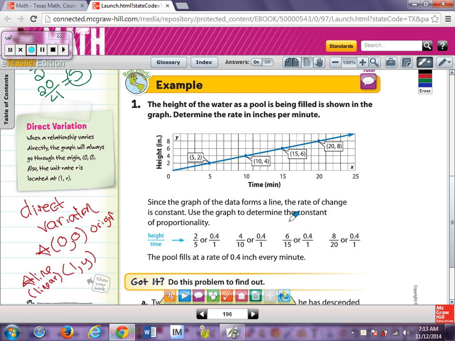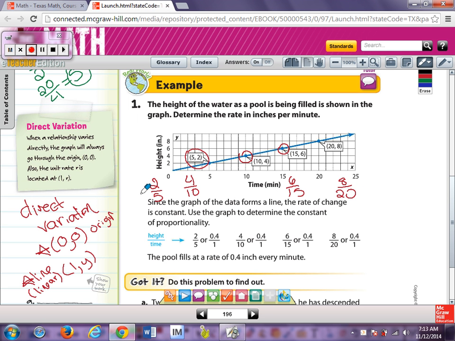Use the graph to determine the constant of proportionality. So we're basically going to take all our ratios. The way we write them is we take our second coordinate and put it over the first one, or the y over the x. So even though I know this is read as 5, 2, I will write my ratio as 2 over 5. Over here, my points are 10, 4, but I'll write that ratio as 4 over 10. Over here, my points are 15, 6, but I'll write the ratio as 6 over 15. And I'll follow the same process over here for the last point.